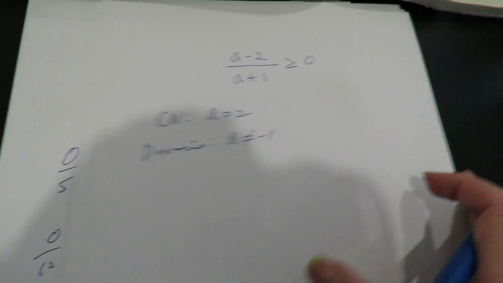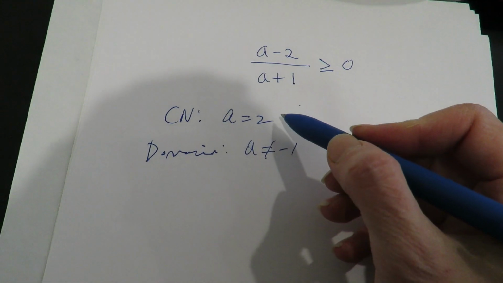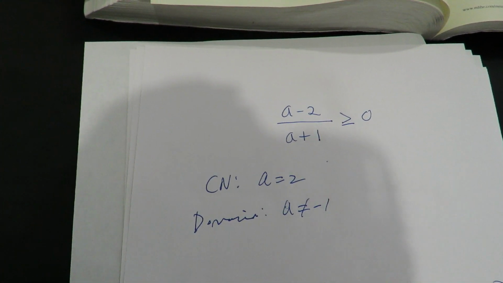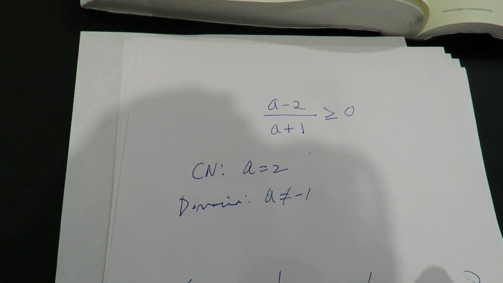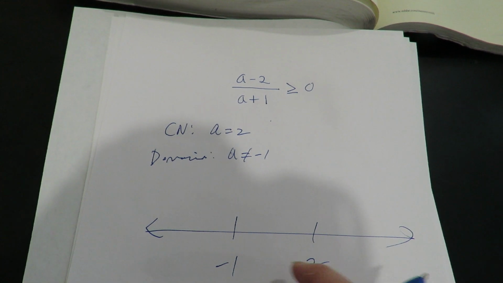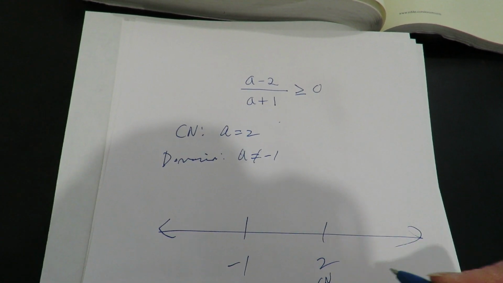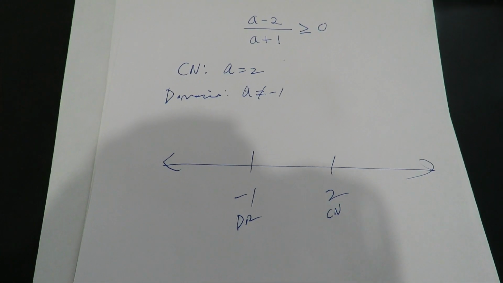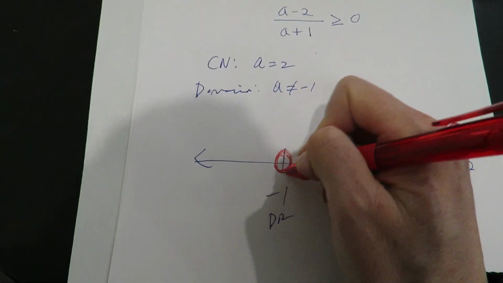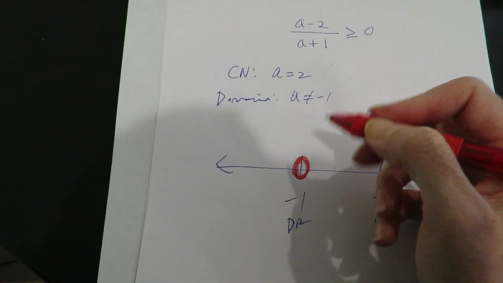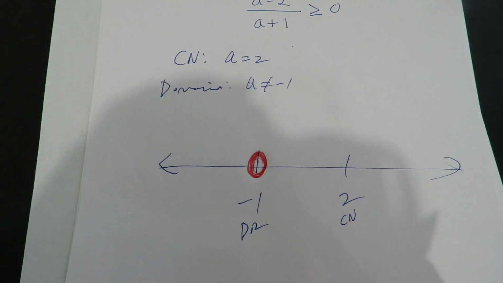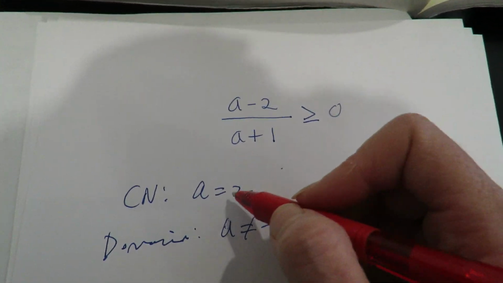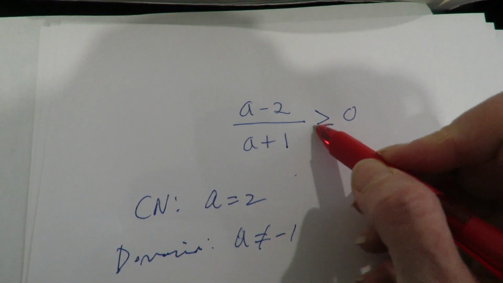So this last case is the most difficult because it has both a critical number and a domain restriction. And domain restrictions also go on the number line. So notice it's not just critical numbers, it's critical numbers and domain restrictions. They both have to go on here. Domain restrictions are always excluded, always, no exception. If you divide by 0, you cannot be included.